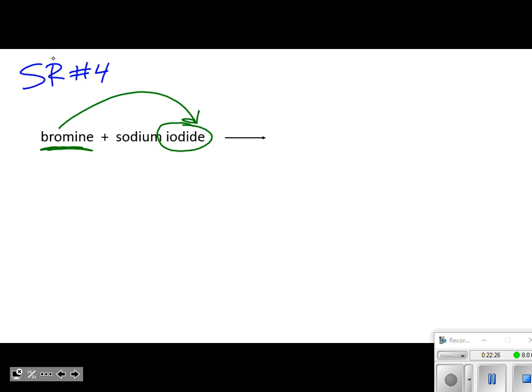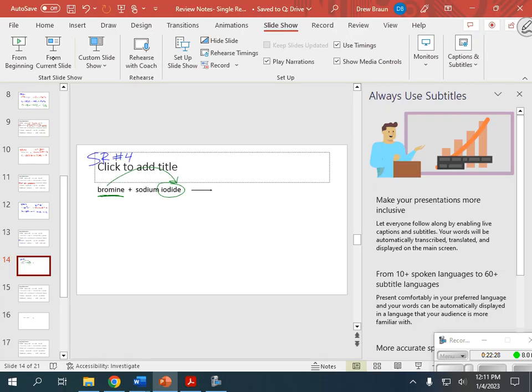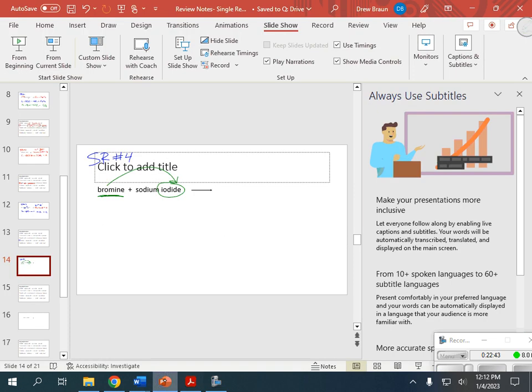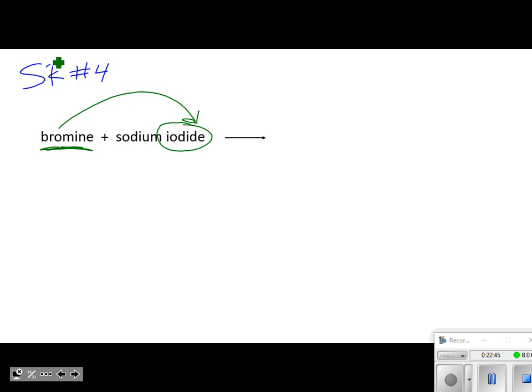So I have to see, is bromine going to replace iodine? Yes, because it's higher. So bromine will replace iodine. So I have bromine replacing iodine. So iodine's going to be kicked out.